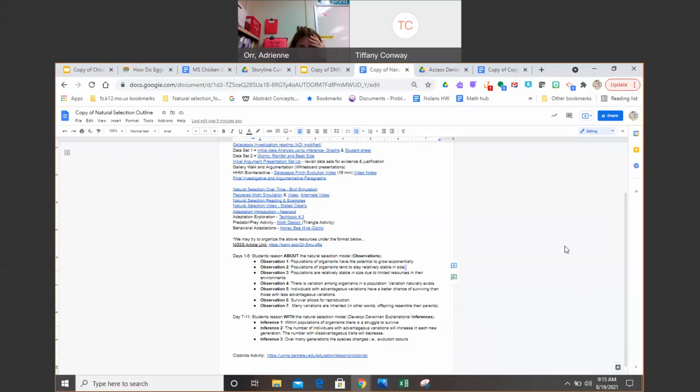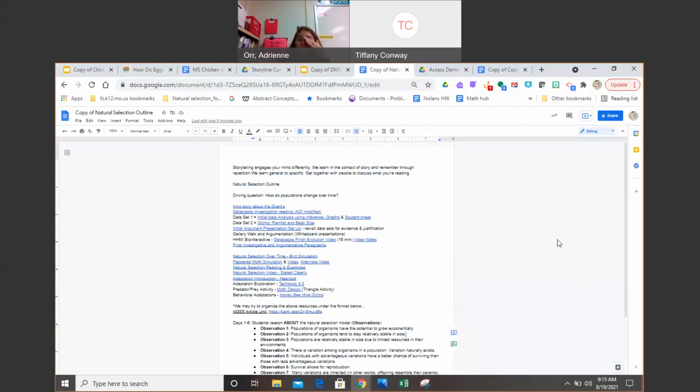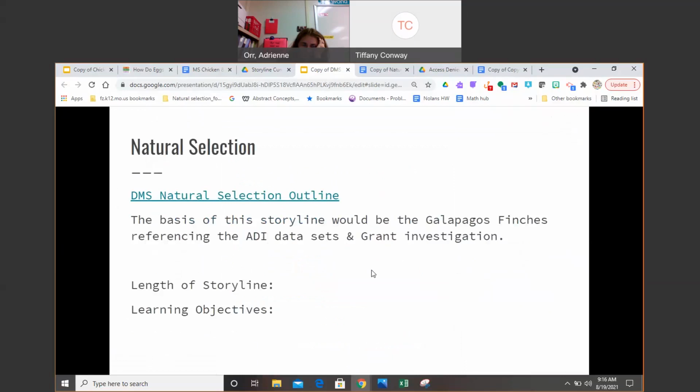Right. Like I said, I was just trying to plot in where we could fit different storylines in different quarters, so that there would be choice, whether you did something first quarter or second quarter or whatever. So that's natural selection, and this one is way more impressive than the human impact one.